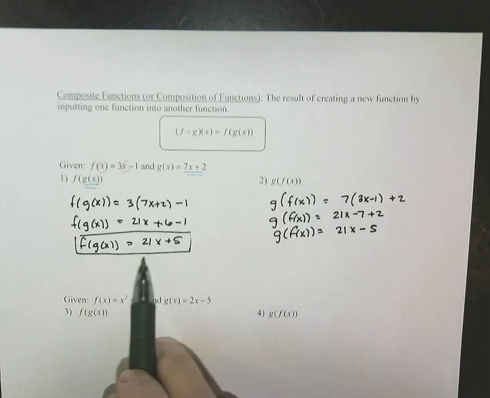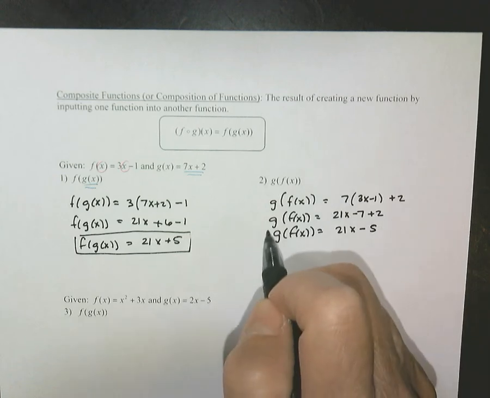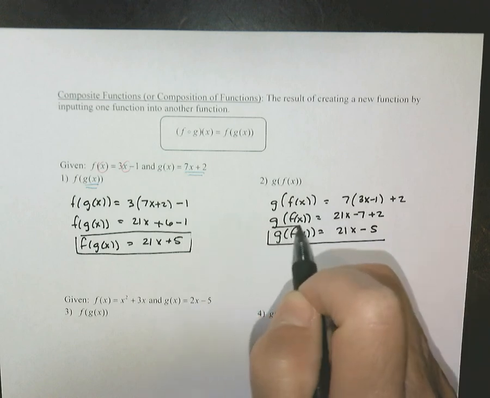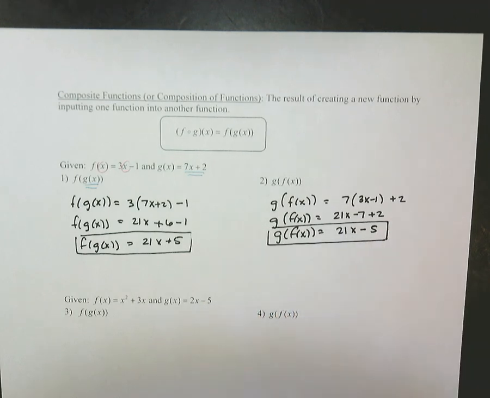In this case, they're very similar. One's a plus 5 and one's a minus 5. And you might think, that's not a big deal. It is a big deal. Would you rather borrow $5 from somebody or loan $5 to somebody?